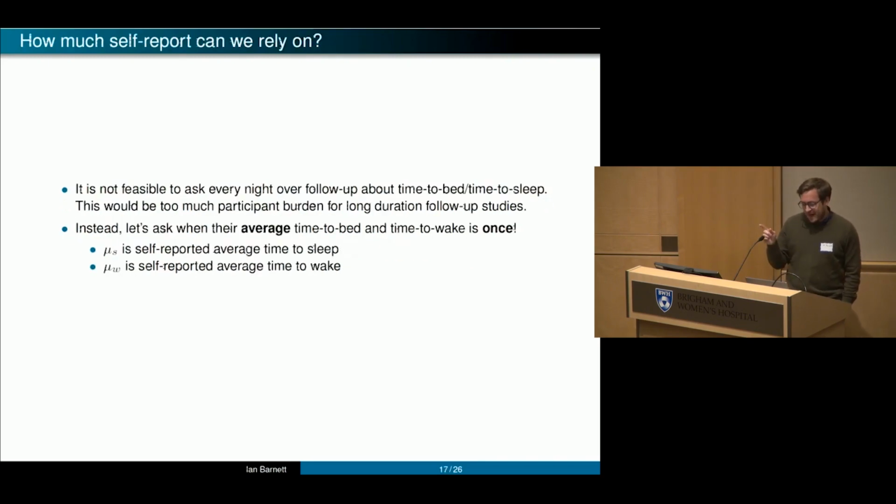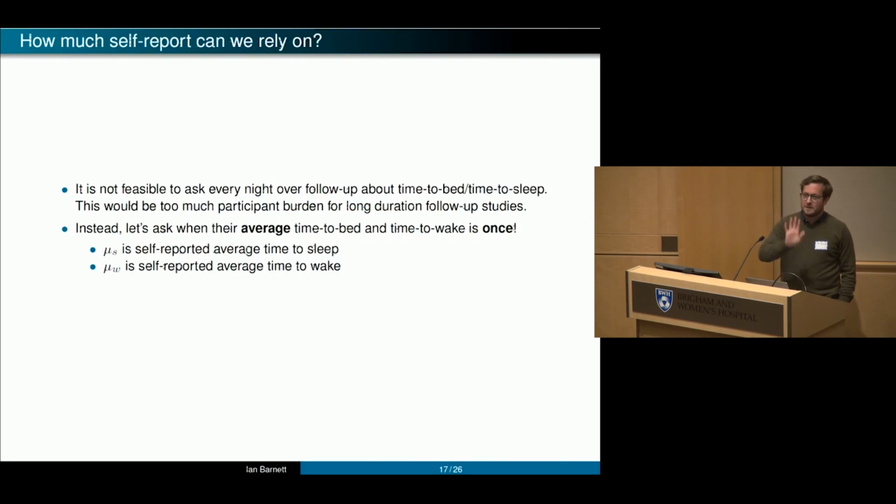So it's not feasible to ask every night over the course of follow-up, especially if it's a long duration of follow-up, about when they went to sleep or when they woke up the next day. But what if we just ask them once? What if we just ask them, say, at baseline, if you have like the PSQI or something, oftentimes a lot of studies already have this question built into them, or you say, when do you go to sleep on average? When do you wake up on average? So let's say that we have that. Let's call that μ_S. This is your self-reported average time to sleep. And μ_W is your self-reported average time to wake.